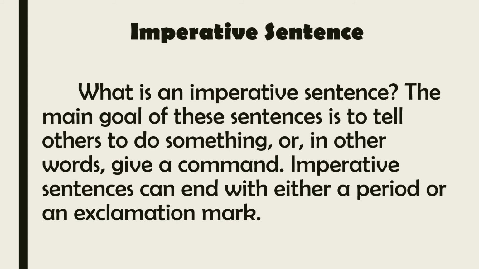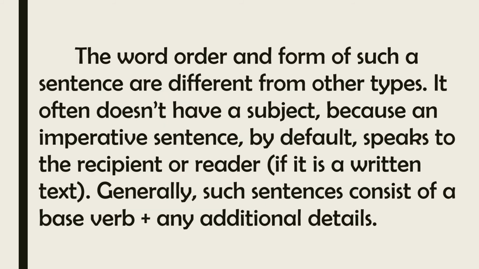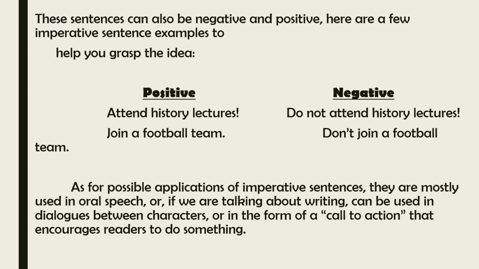The main goal of these sentences is to tell others to do something, or in other words, give a command. Imperative sentences can end with either a period or an exclamation mark, unlike the interrogative that ends with a question mark. The word order and form of such a sentence are different from other types. It often doesn't have a subject because an imperative sentence by default speaks to the recipient, or the reader if it is written text. Generally, such sentences consist of a base verb plus any additional details. These sentences can also be negative or positive.